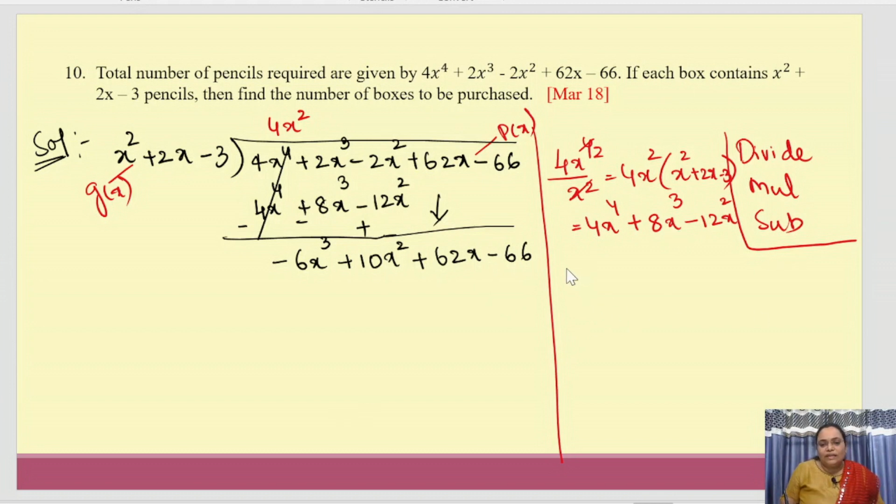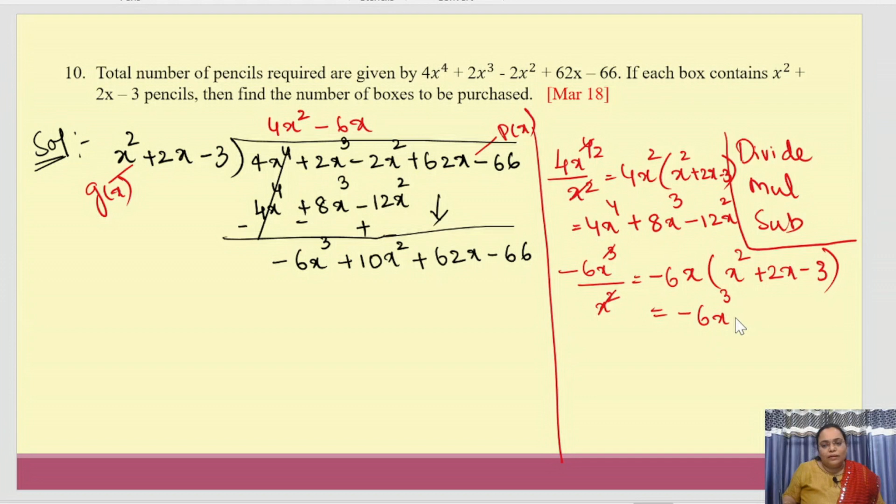First, you will divide minus 6x cube with x square. You will have minus 6x. This is the next term of the quotient. You will multiply minus 6x with x square plus 2x minus 3. You will get minus 6x cube minus 12x square plus 18x. So take it here, which is minus 6x cube minus 12x square plus 18x.